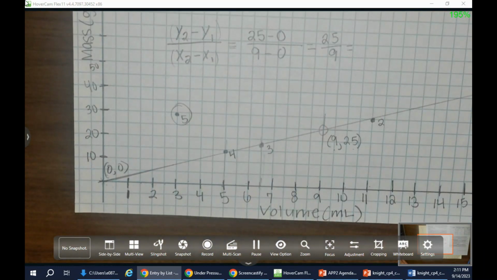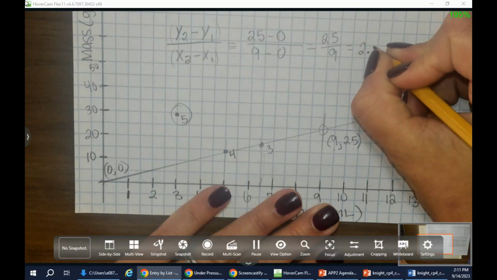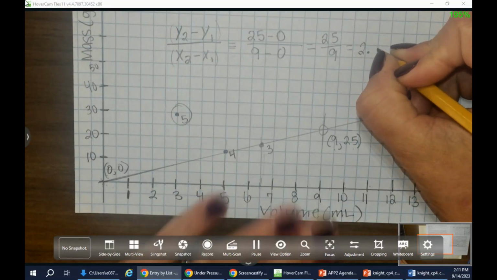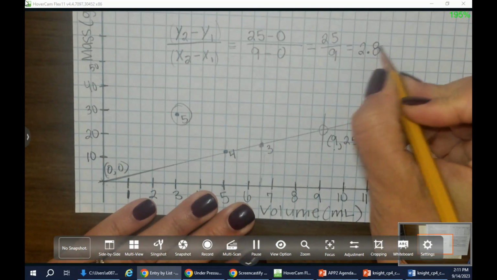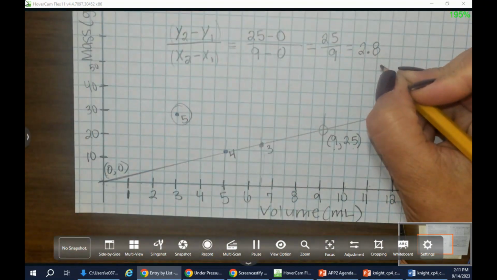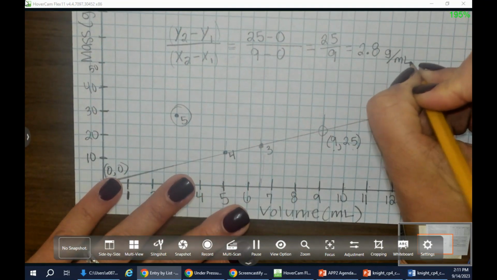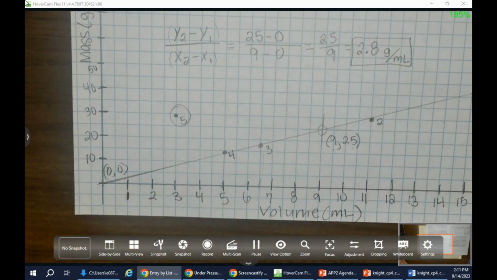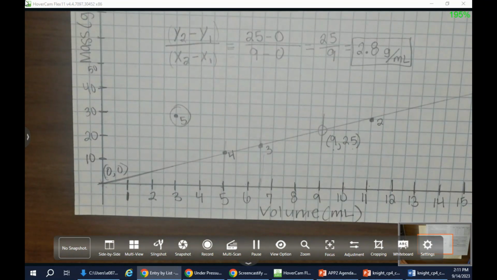All right, so 25 divided by 9, I got 2.77777. So I'm going to go ahead and round that up to 2.8. You should just go to the first decimal. And then looking at what my units were on my x and my y means I'm going to have grams per milliliter. That's your unit for density. So I just found my density. So I had 2.8 was my density. So I had the shiny ones, right?